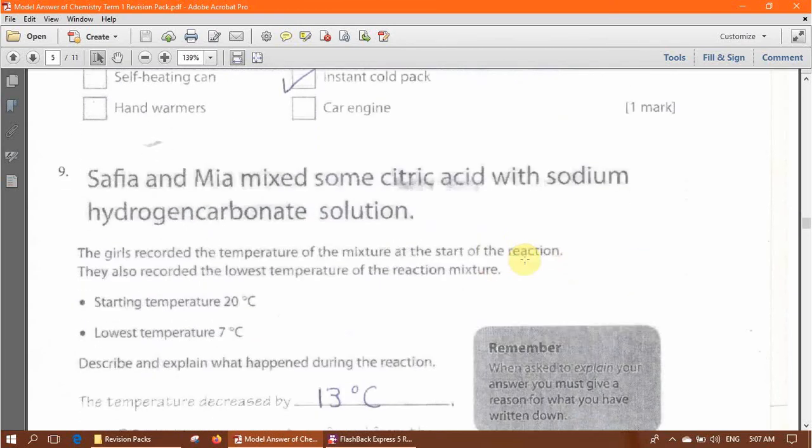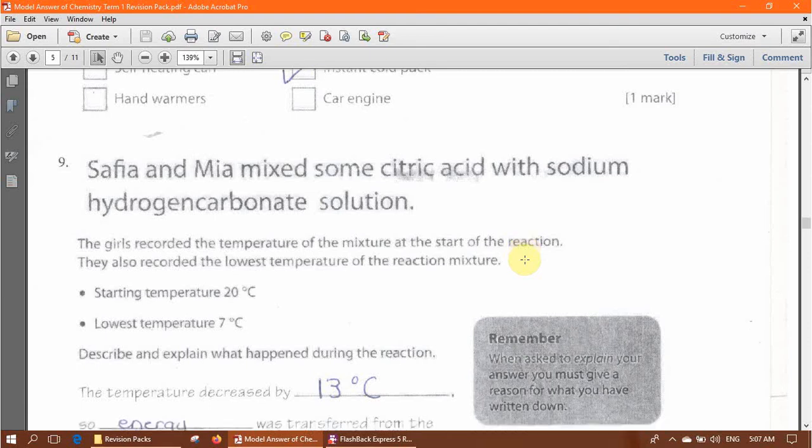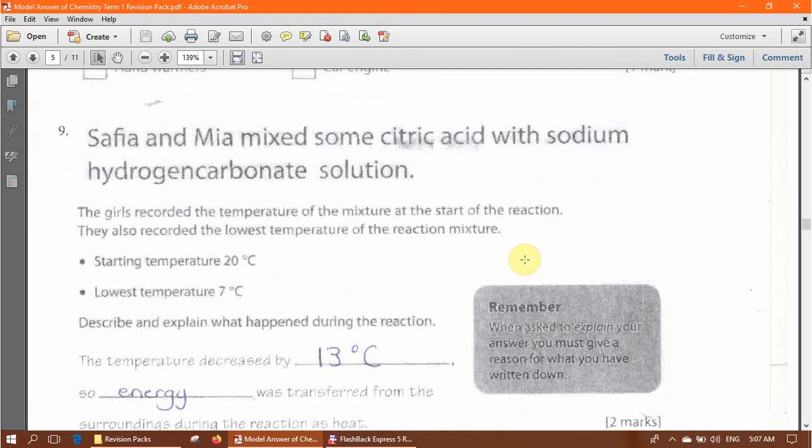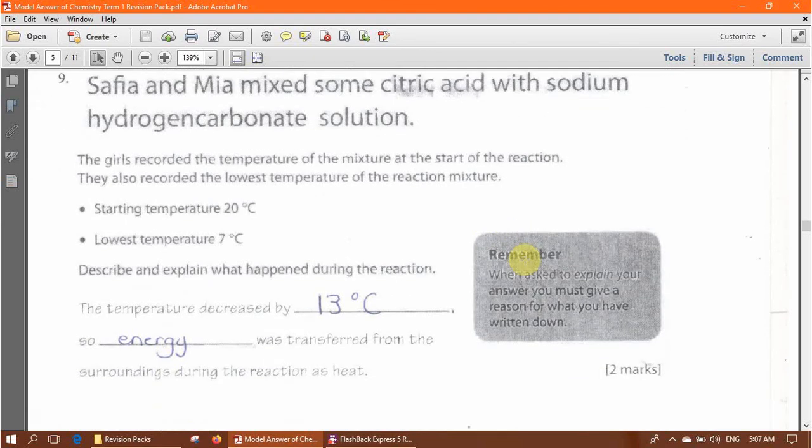Okay. Safia and Mia are mixing citric acid with sodium hydrogen carbonate solution. So the starting temperature was 20 and the final was 7. So the temperature decreased by 13 degrees Celsius. If you're measuring the temperature change, it will be negative 13. But as long as he said decreased, you're going to write 13 degrees Celsius, and that's it.